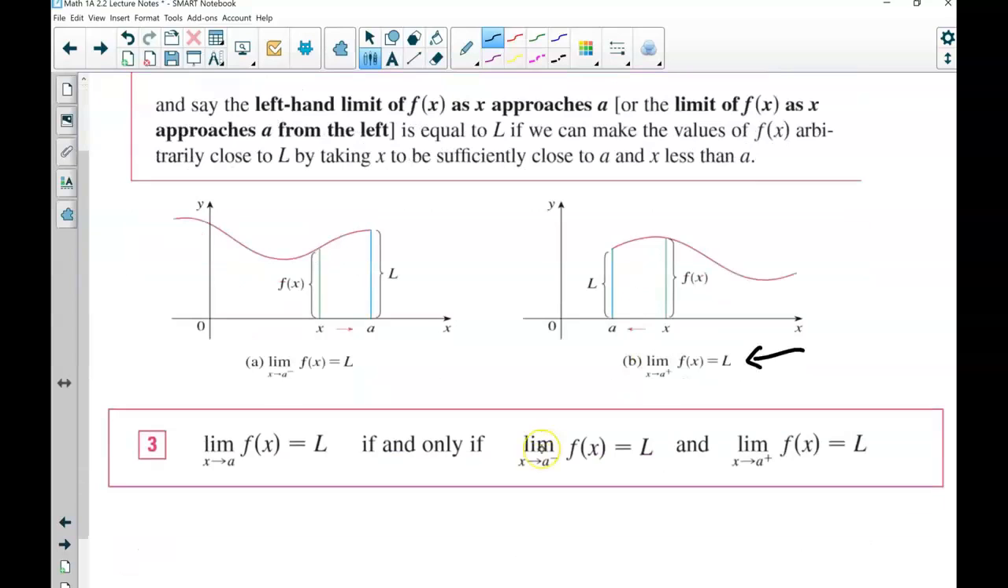So the definition states the following. This is an important definition. The limit as x approaches a of f of x is equal to L if and only if the limit as x approaches a from the left of f of x is equal to L and the limit as x approaches a from the right of f of x equals L.